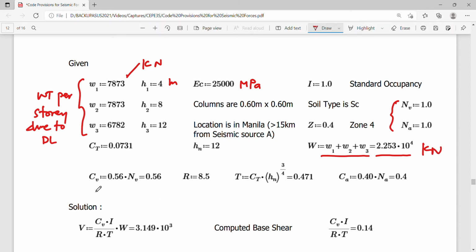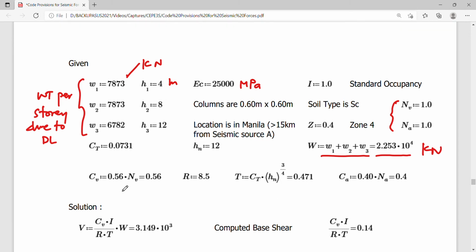Okay, for the computation of CV and CA, these are the formula you can get from the NSCP also. It's 0.56 NV. So I get 0.56 on the basis of these given values. And CA is also 0.4 NA. So I obtained 0.4 on the basis of these two values.